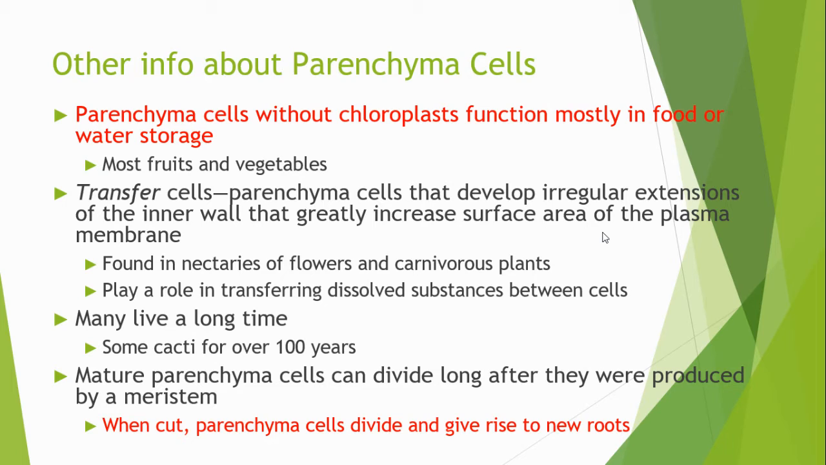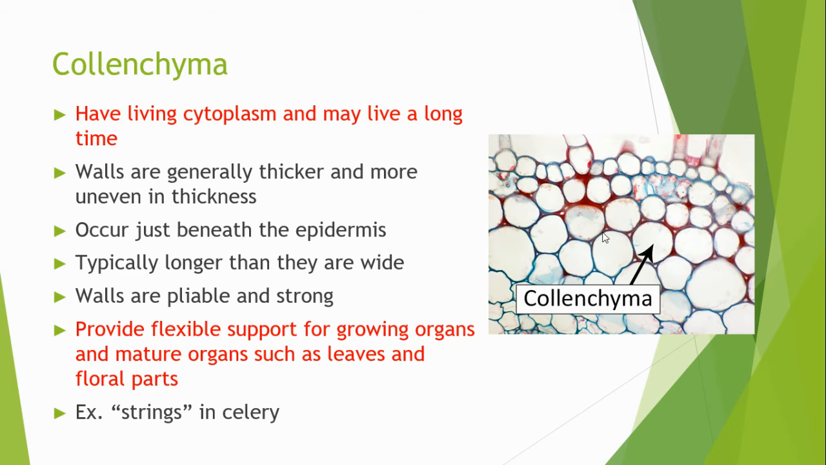Many live for a long time. Some cacti can live for over 100 years. Mature parenchyma cells can divide long after they are produced by a meristem. And when cut, parenchyma cells divide and give rise to new roots. So you could actually cut a plant in half and plant the part that you cut, and it would grow roots.